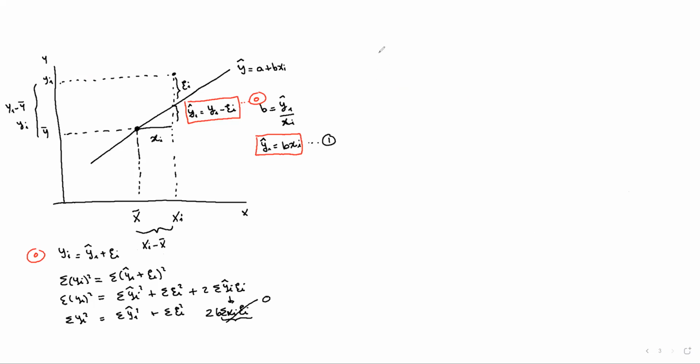So finally, guys, from here, I have simply the sum of Yi squared, where Yi is the observation minus its mean, which is going to be equal to the sum of Yi hat squared plus the sum of errors squared. This is called the sum of squares of total, equals the sum of squares of the regression plus the sum of squares of the errors. This is one of the equations that allows us to understand how good the fit of the model is.